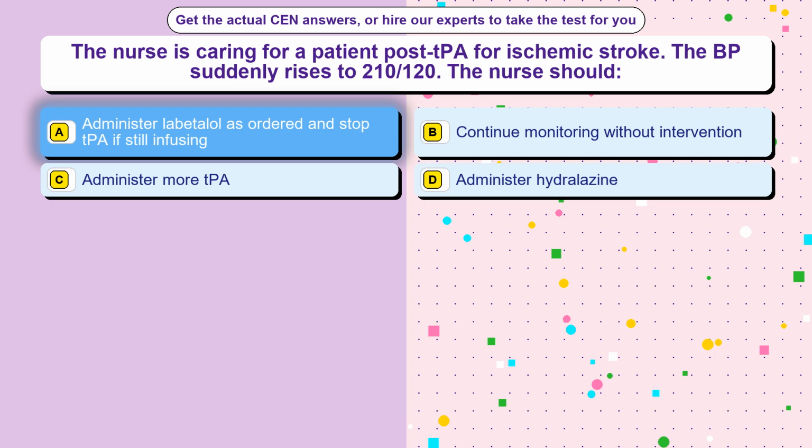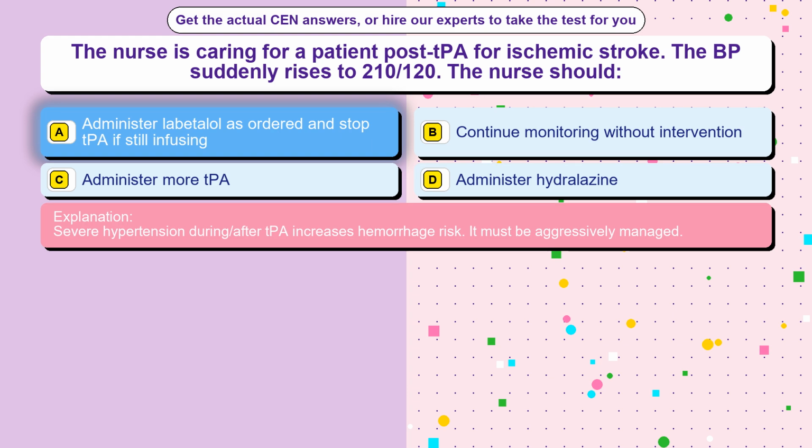The correct answer is option A, administer labetalol as ordered and stop TPA if still infusing. Severe hypertension during or after TPA increases hemorrhage risk. It must be aggressively managed.